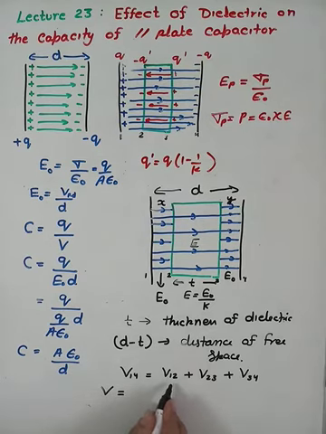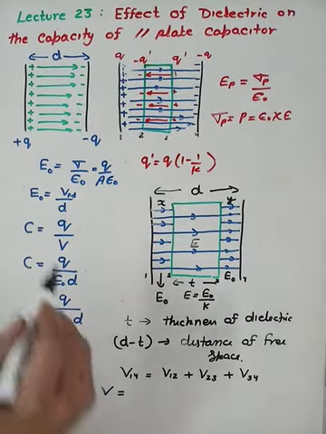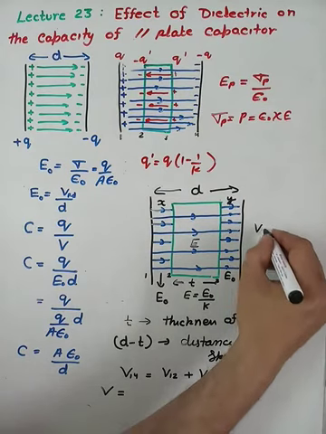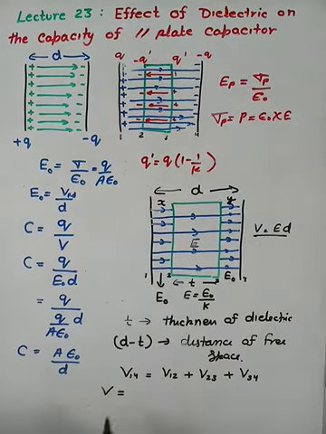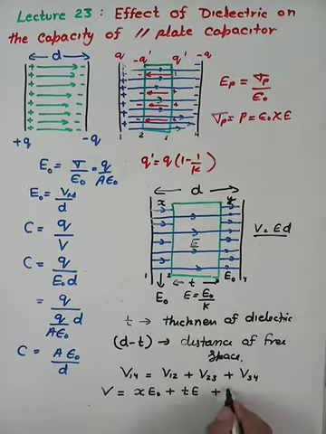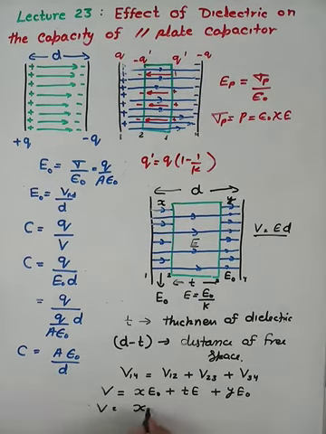Now what is 1 to 2? Here we use the formula E equals V by d, so V is equal to E into d. Therefore V is equal to x into E naught, plus for 2 to 3, this thickness t into the electric field E, plus 3 to 4, again free space, y into E naught. Or we have V equals (x plus y) E naught plus t into E.